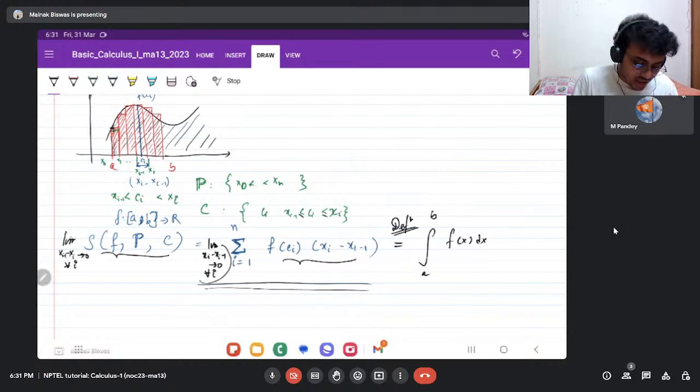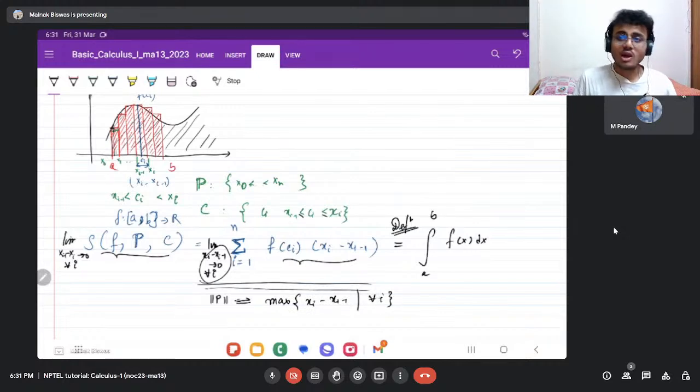So this is defined in the course as the norm of the partition, which is defined as the max of xi minus x(i minus 1) for all i. Right, so if the max goes to 0, that is, the norm of your partition goes to 0, then all of xi minus x(i minus 1) will go to 0, right?